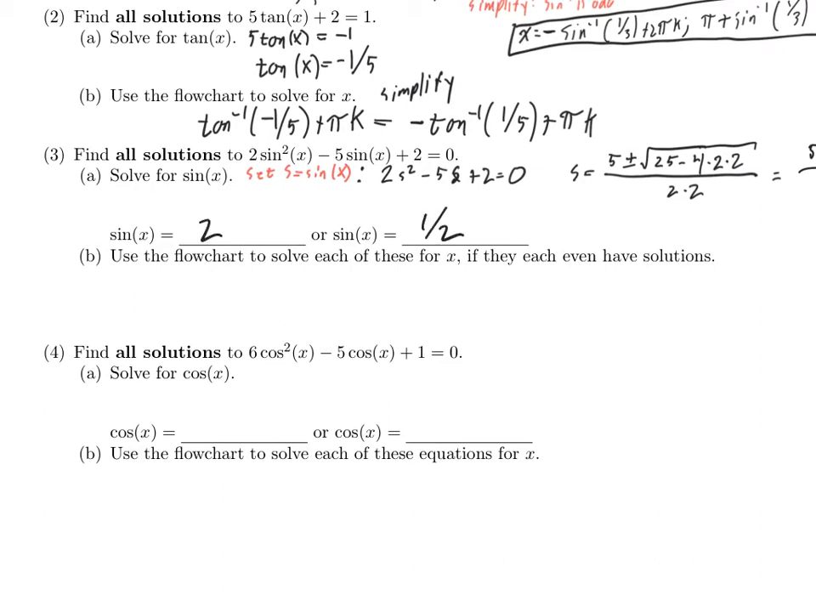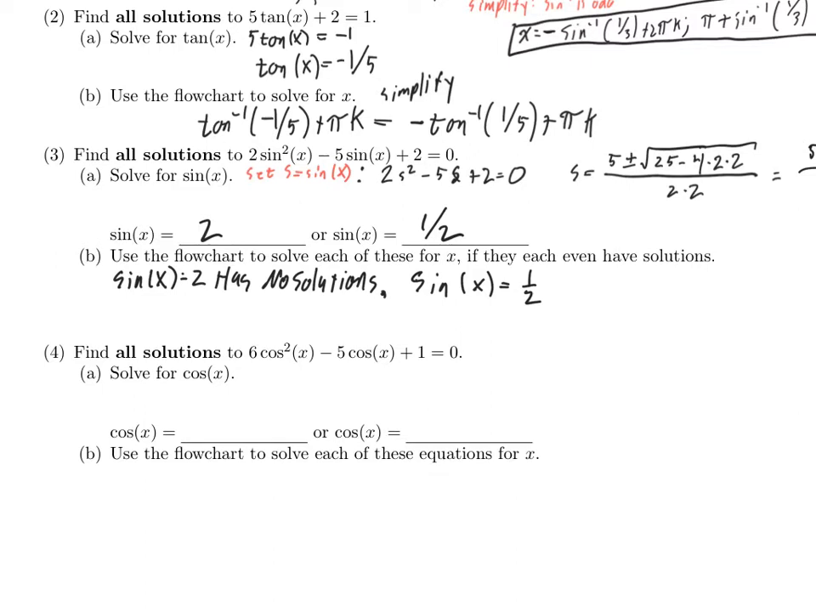That gives us two simple trig equations, both of which we now need to solve. Well, the first one, sine of x is equal to 2. 2 is bigger than 1. It's not in the range of inverse sine. So sine of x equals 2 has no solutions. On the other hand, sine of x equal to 1/2, let's find the solutions to that.